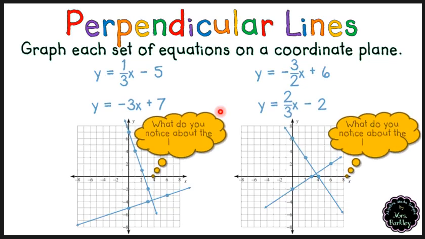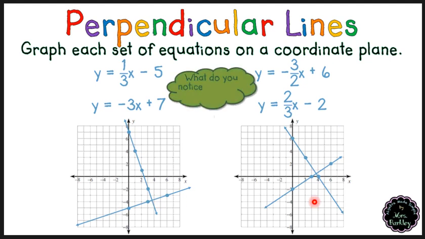So what do you notice about the lines? Are there some characteristics that you can see about the relationship that these lines have with one another? And hopefully you can see that when these lines intersect, the angle that those lines make is a 90-degree angle. So each of the angles when these lines cross are right angles. And so that's what we can tell from both pairs of those equations.